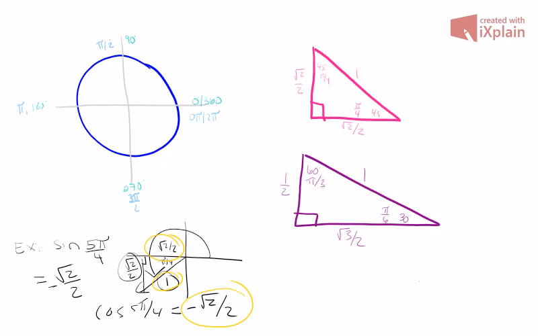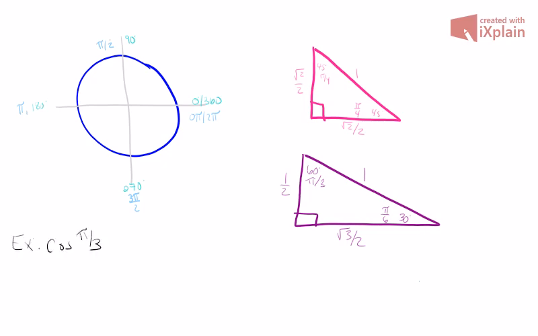Let's try another one with radians. Let's try cosine of pi over 3. Well, I don't even need the unit circle for this because I know that cosine of pi over 3, here's my pi over 3 on my 30, 60, 90 triangle. I'm looking for adjacent over hypotenuse, so that's just going to be 1/2. And I know it's in quadrant 1, and both my sine and cosine, my x, my y values, were positive in quadrant 1. Let's do one more in radians.